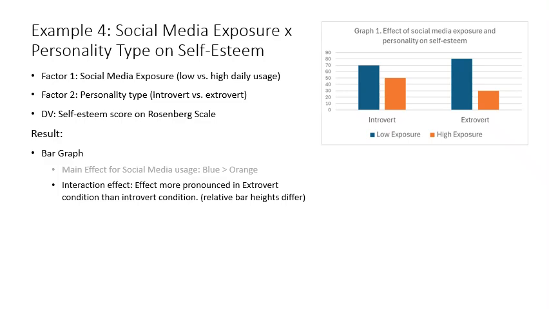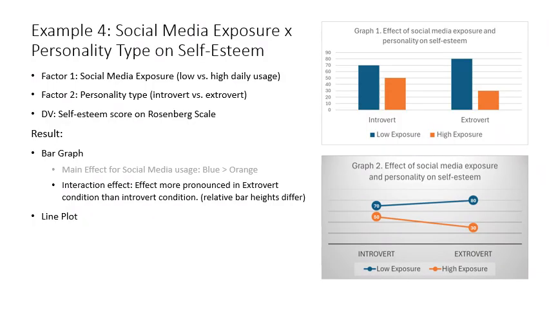But we also have an interaction effect, and we can see that because, well, first off, we have the blue bar actually lower in the introvert than in the extrovert condition, but the orange bar is higher in introvert than extrovert. But we can mostly just look at these patterns within the pairs, and we could see that there's a much greater, more pronounced effect in the extrovert condition than in the introvert condition.